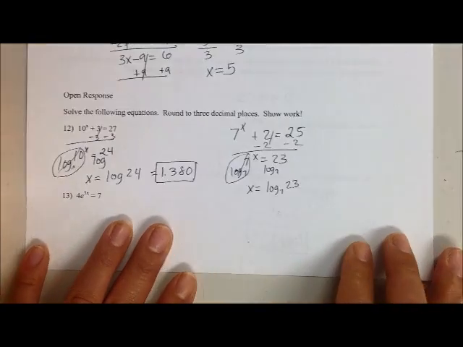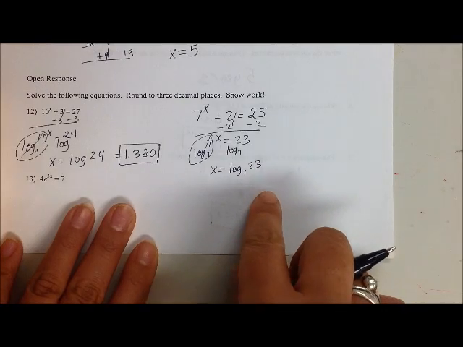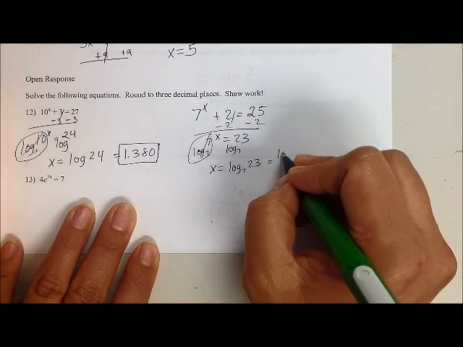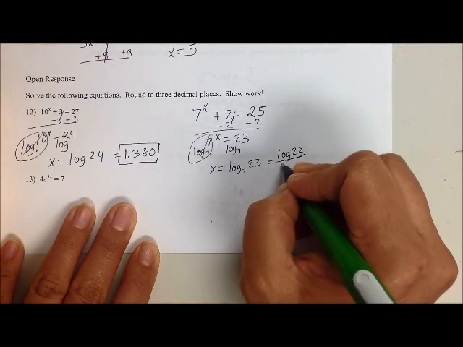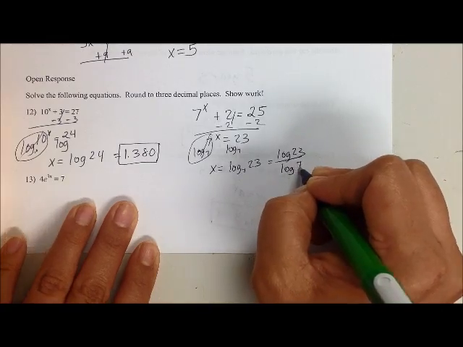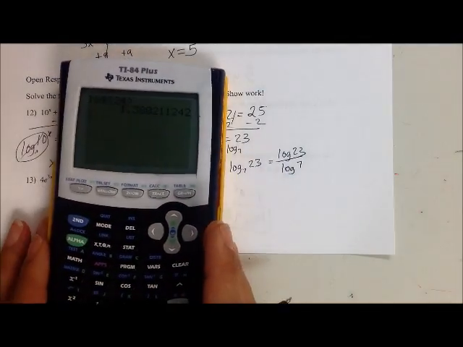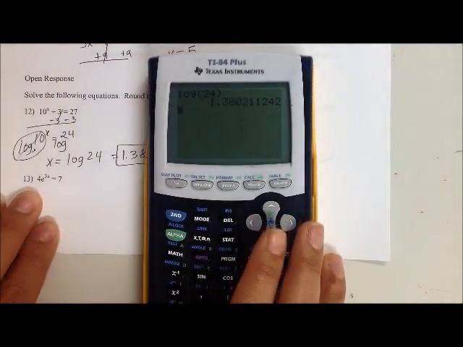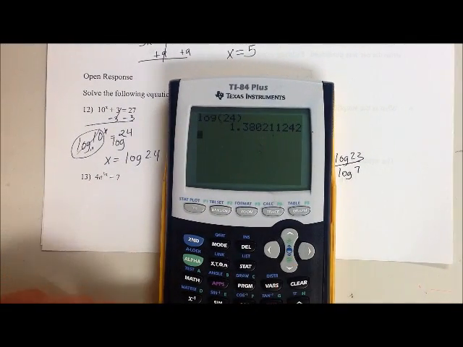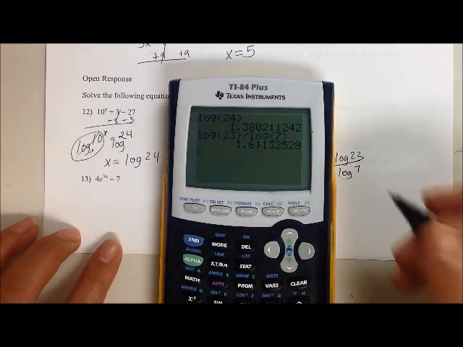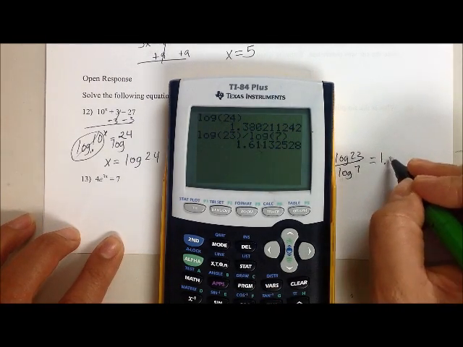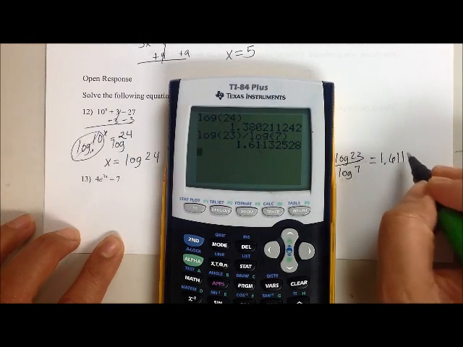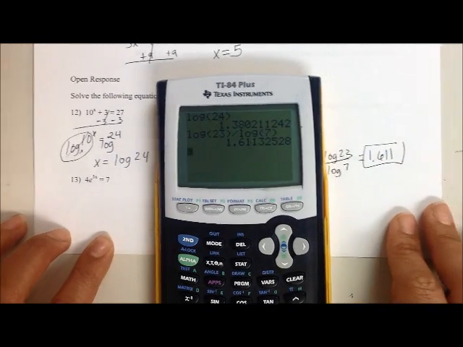So this goes a little bit back to number 9. How would you put this into the calculator? Log of 23 divided by log of 7. So we go to the calculator. Log of 23 divided by log of 7. My answer would be 1.611. There you go.